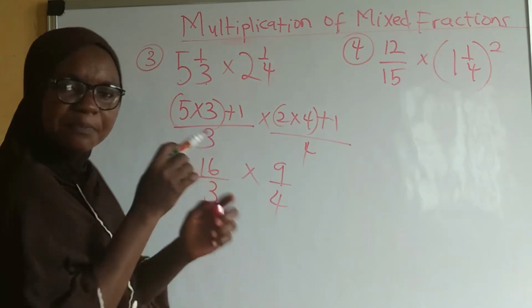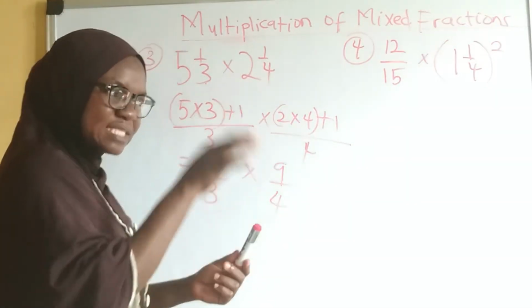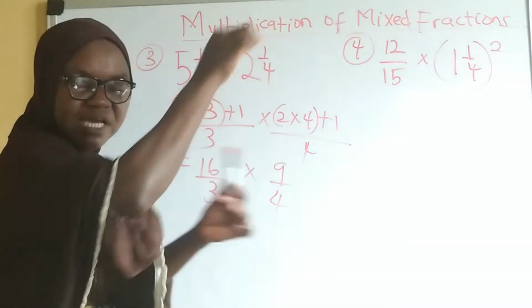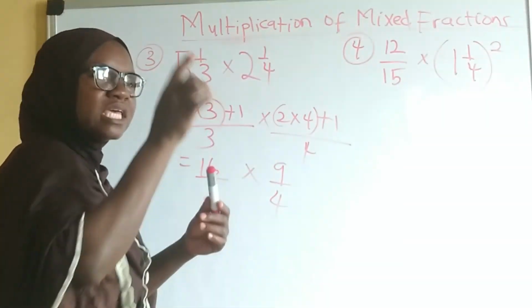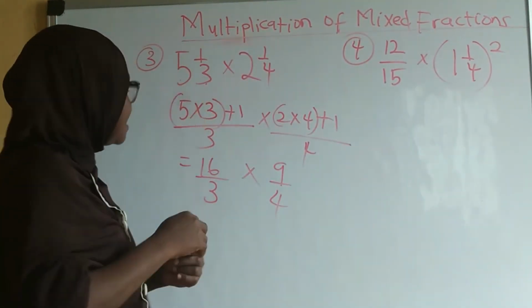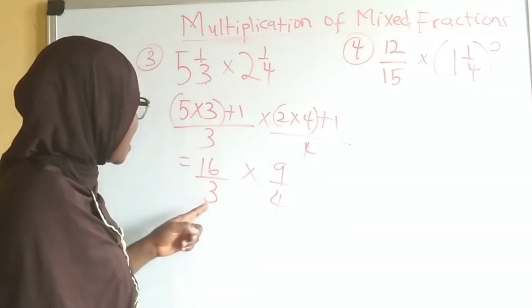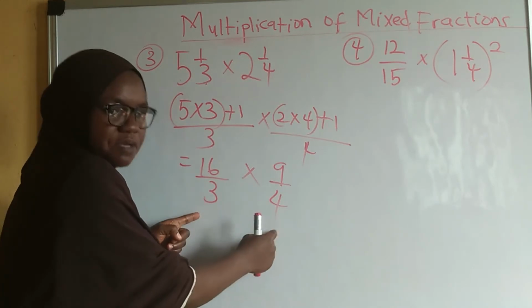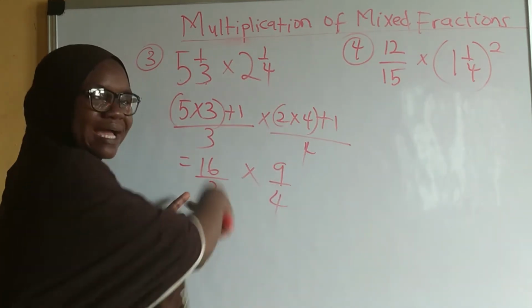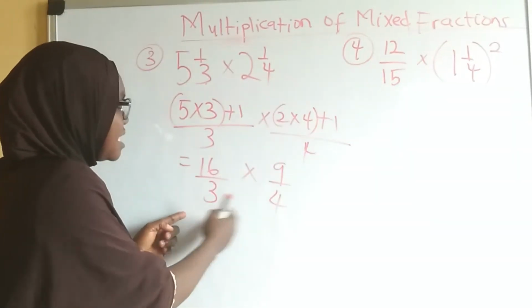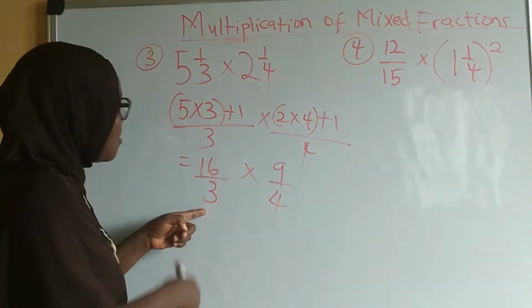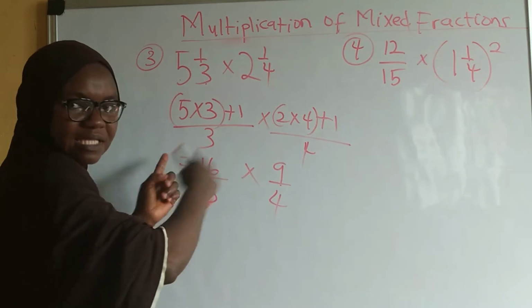Now, you need to start picking them one by one. You look at a particular denominator and check if it's another numerator to see if they can divide each other, or if there's a number that can divide both of them. Now let me start with this denominator. I have 3 here. I'm not going to check a denominator against a denominator. I'm going to check a denominator against a numerator. I cannot say I want to check 3 and 4 if they can divide each other. No. I'll pick a number down and see if there's another number up that can divide each other.